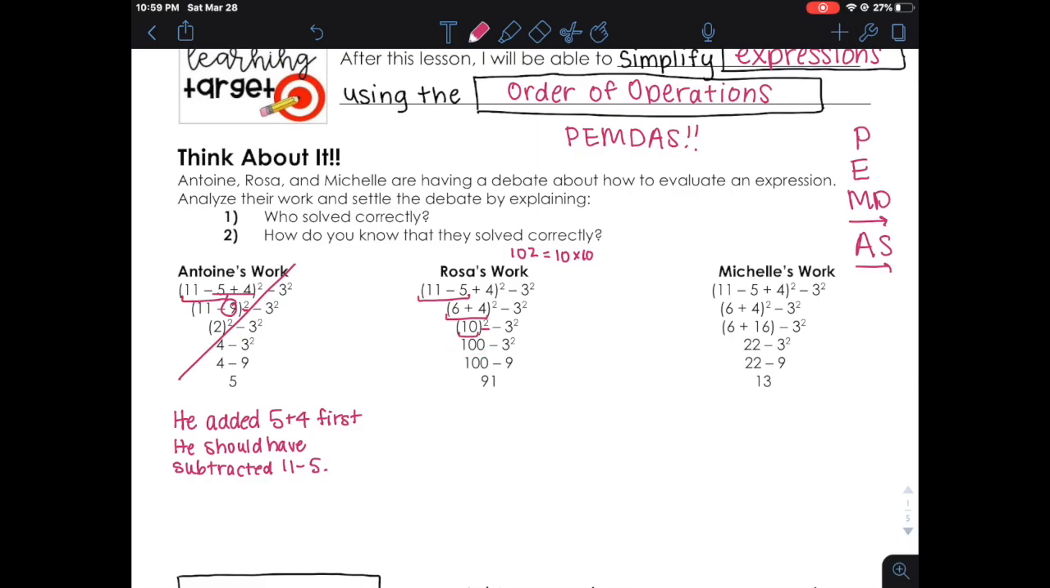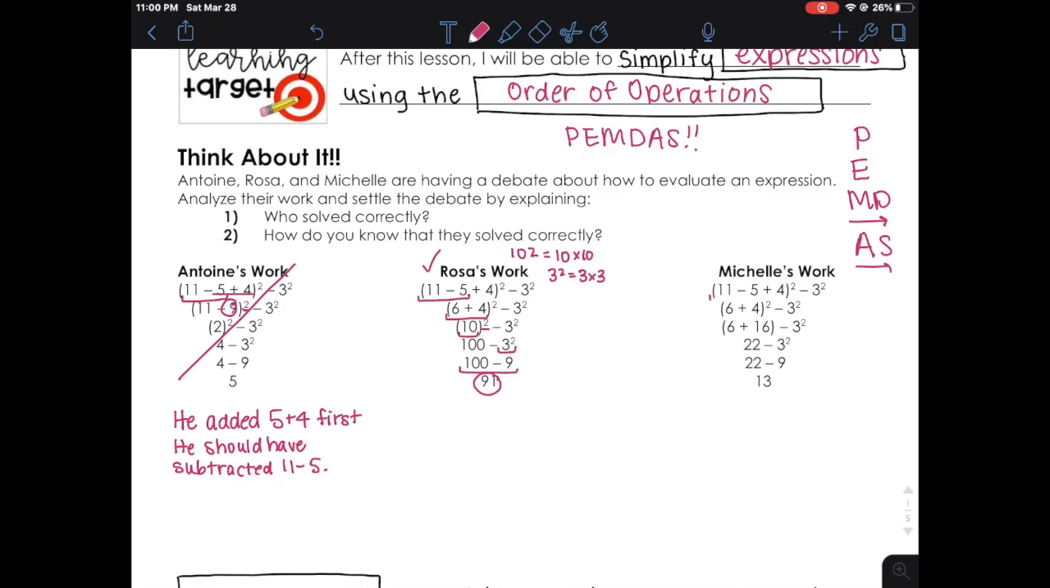Then the next step, we would have no more parentheses, and we would have to move on to exponent. So exponent, yes, we do have an exponent. That would be here, 3 to the power of 2. We know that 3 to the power of 2 is the same thing as 3 times 3, which we know is 9. So it looks like she solves that correctly. That would leave one last step. We have to solve 100 minus 9, which does equal 91. So right now, it looks like Rosa is the one who's correct. But we better check Michelle's work as well, just to make sure.